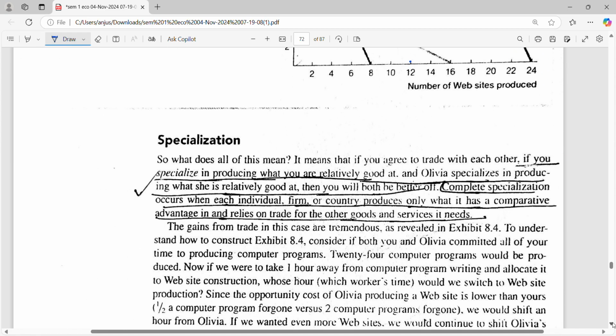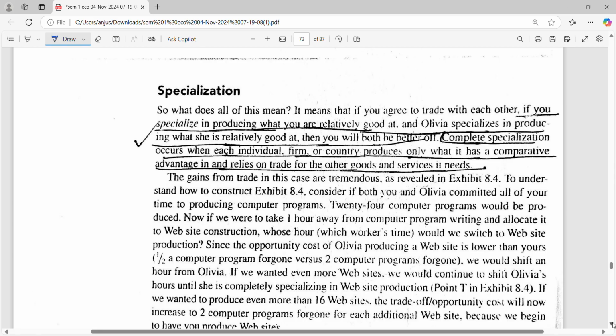Next, complete specialization occurs when each individual firm or country produces only what it has a comparative advantage in and relies on trade for other goods and services. That is, you are only producing computer programs and Olivia is only producing websites, because you have a comparative advantage and specialization in that. So you completely specialize in that, meaning you are not going to produce any websites, and Olivia is not going to produce any computer programs.